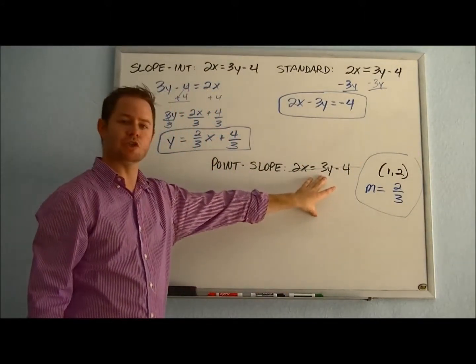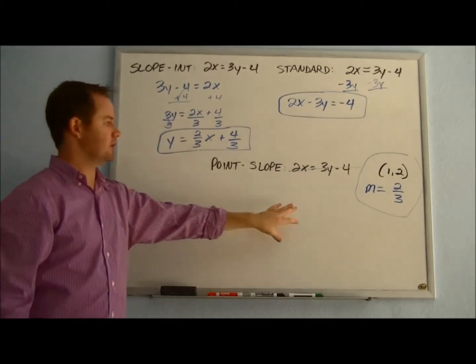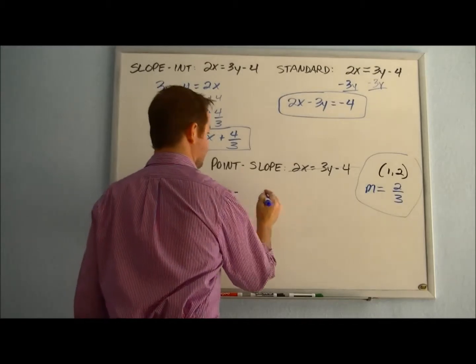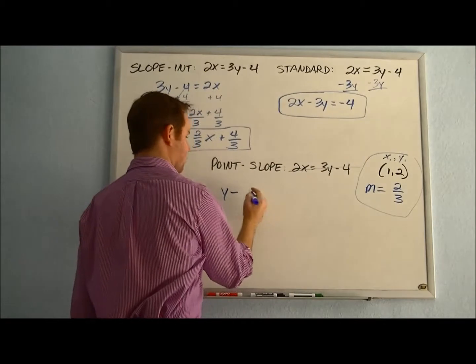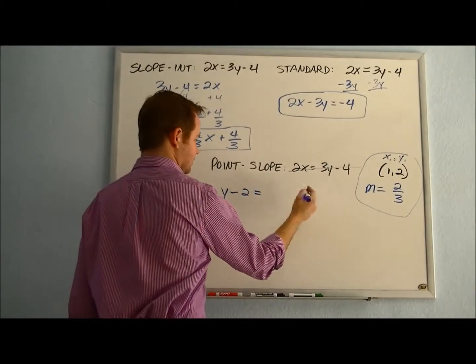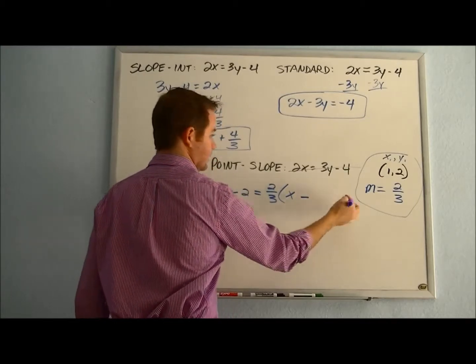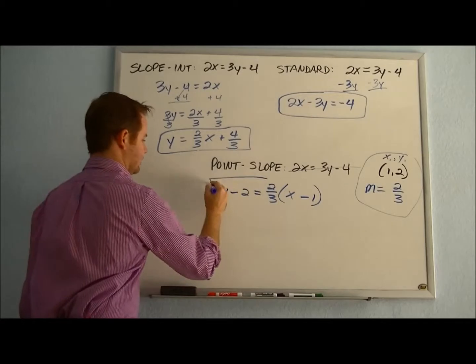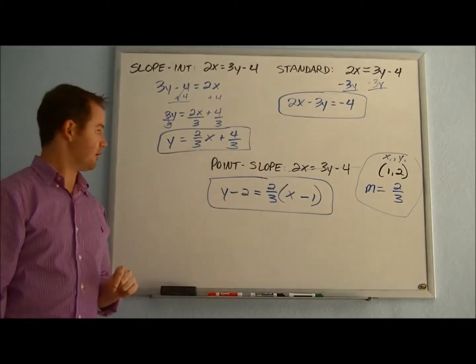The only thing this original equation does is it allows us to rearrange to find the slope. Once we've done that part of the process, we simply plug in our values. Remember, this is x1, comma y1, so we're going to have y minus 2 equals our slope of 2/3 times x minus x1, which is 1. And this is that equation expressed in point-slope form.